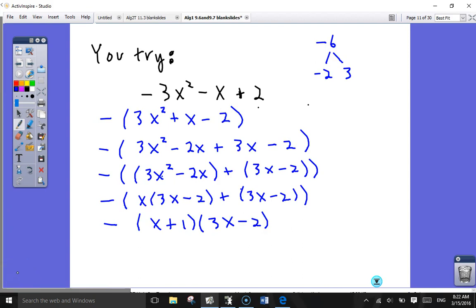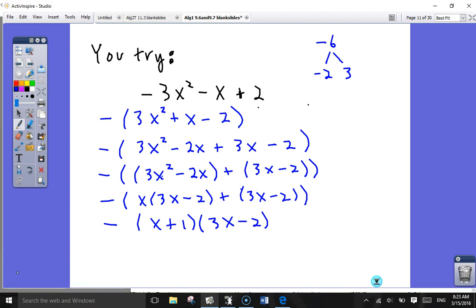So here's at least one way of doing it. I said you might have just guessed and checked. There wasn't that much to check, right? Because there was a 3 and a 2. They're both prime numbers. You might have figured it out without having to go through 6 steps or whatever, however many steps.